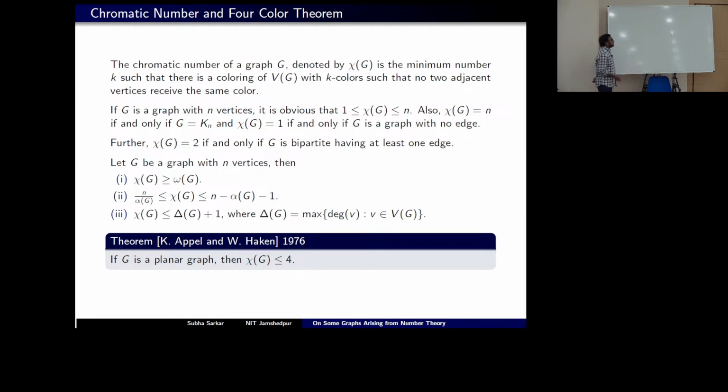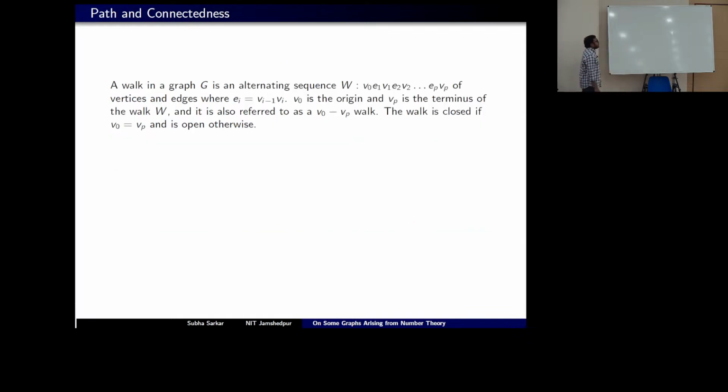But now it is widely acceptable, and till now this is the only proof we have, this computer search method. Of course, that list has been reduced from 1986, maybe it is now reduced to 800 or something. Okay, now here I define the path and connectedness.